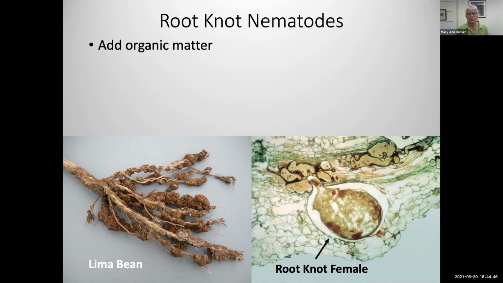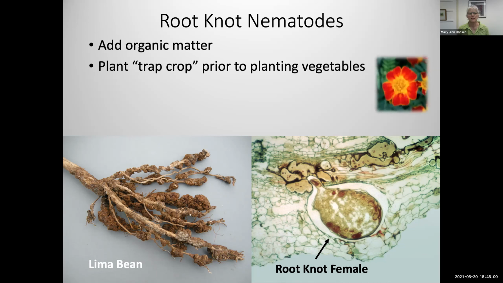Adding organic matter to the soil is always a good idea, because organic matter contains a variety of microbes, some of which are antagonistic to the nematodes. So higher organic matter is going to be helpful. Some people try to plant what some people call a trap crop, which is marigolds.